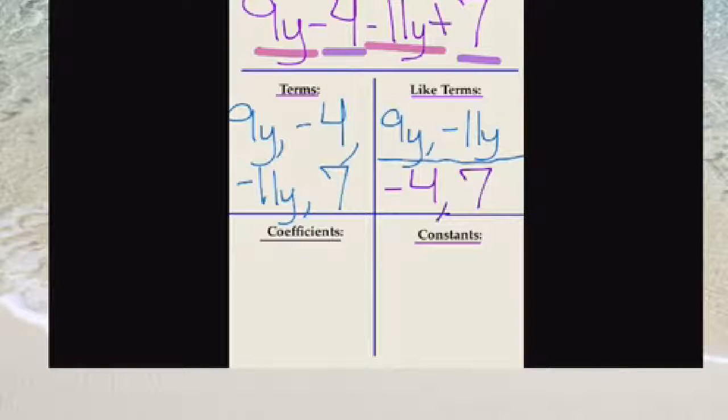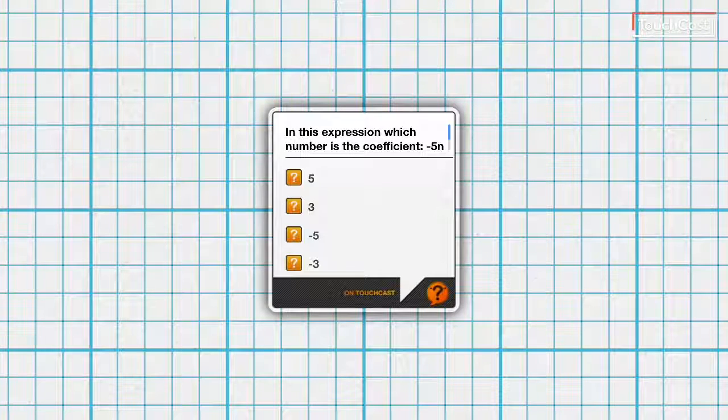Next thing we're talking about is the coefficients. Remember, coefficients are numbers attached to variables. So in 9y, I can write down that one coefficient is 9, and in negative 11y, my other coefficient is negative 11. Next, I need to list my constants. Remember, constants are numbers that do not have a variable attached. In this expression, we have 2. We've got negative 4 and positive 7. And that's how we've organized that expression. Please answer this question and show your answer to your teacher. You may also answer it in the note check if you prefer.